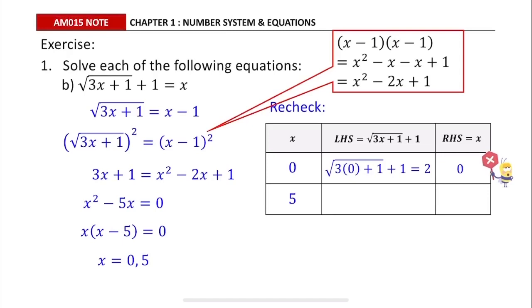After that, substitute x equals 5 into the left hand side and right hand side. And their values are the same. So this is the correct answer. Therefore, the answer is x equals 5 only.